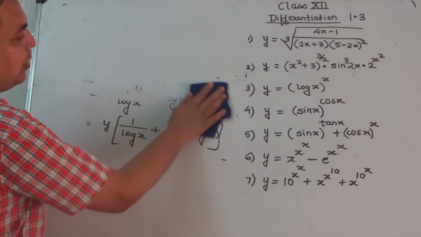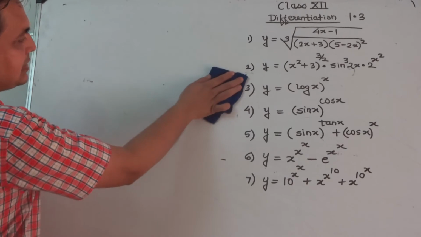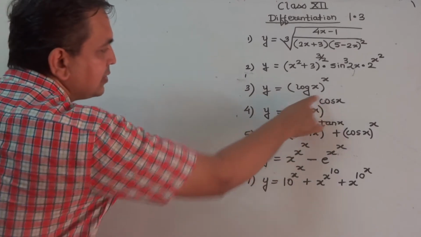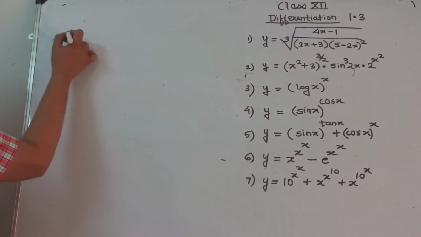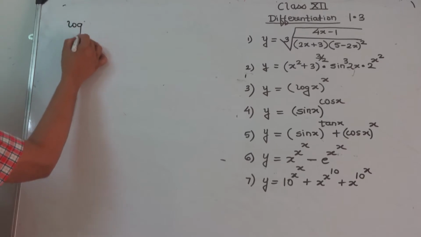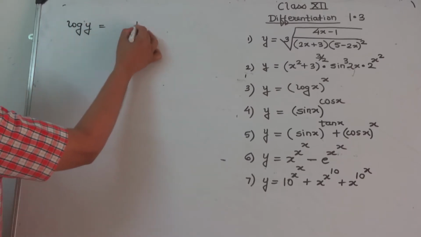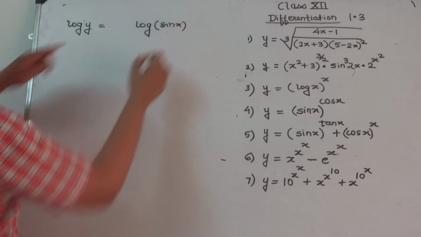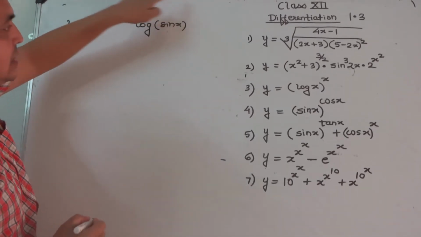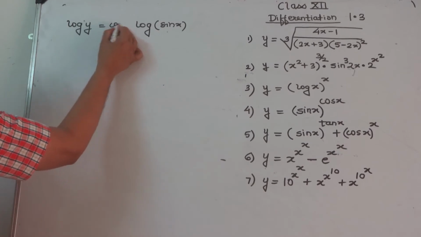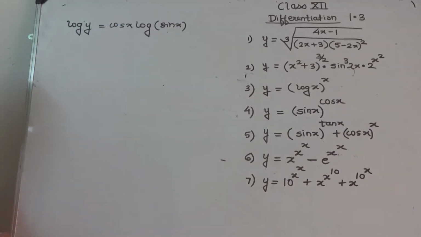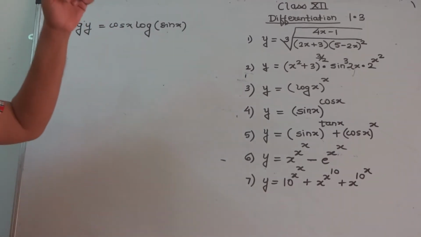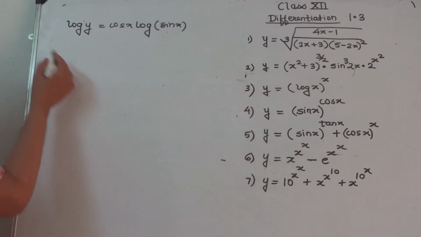We have to take log on both sides because base and index are both functions of x. So taking log on both sides we get log y equal to log of sin x raised to cos x. This cos x can be written before log, so cos x log of sin x. Log of m raised to p is p log m.